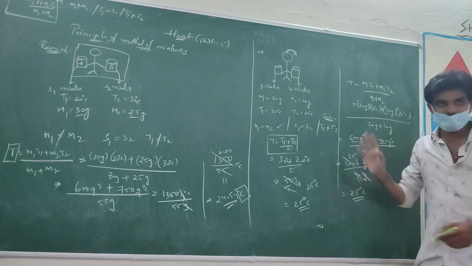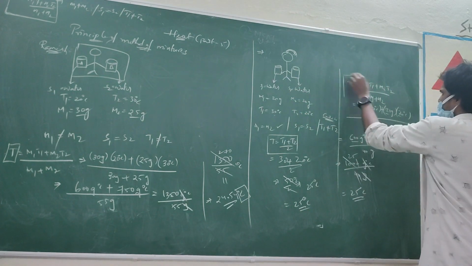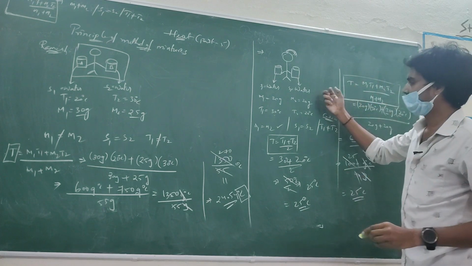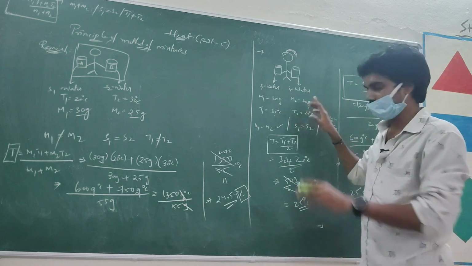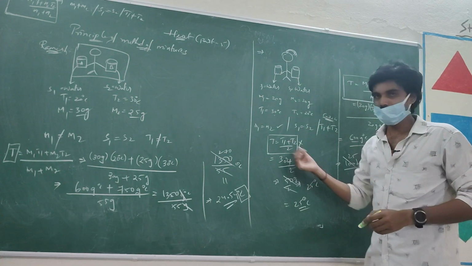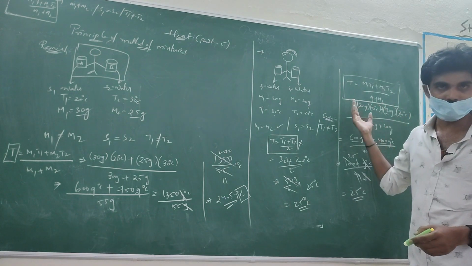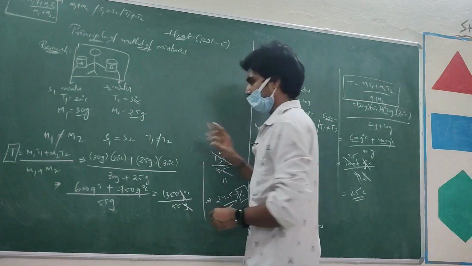Yes or no? So this formula can also be used for some cases like this. If the specific heats were equal, the masses were also equal, and the temperatures were not equal. If you forget this formula, then you could use only this one, no need to worry. But in this case, if you use this formula, you won't get the answer.